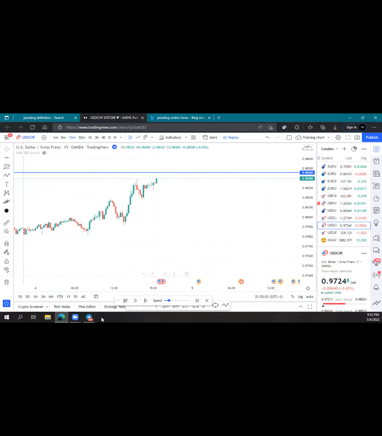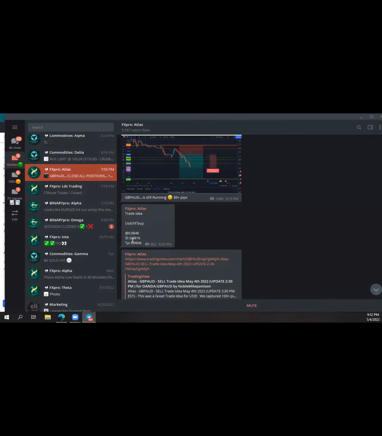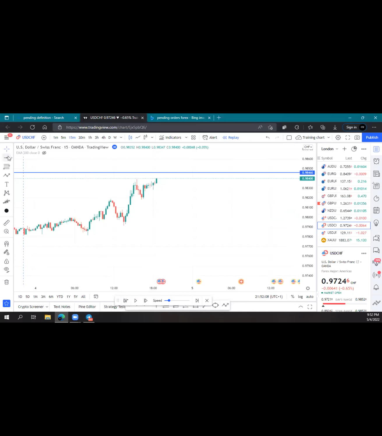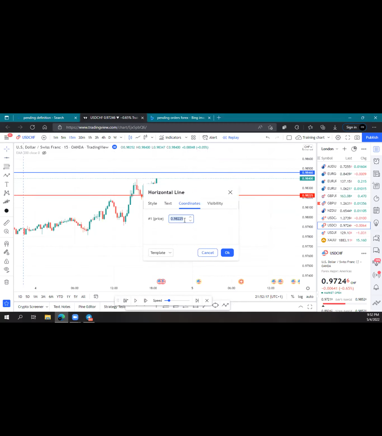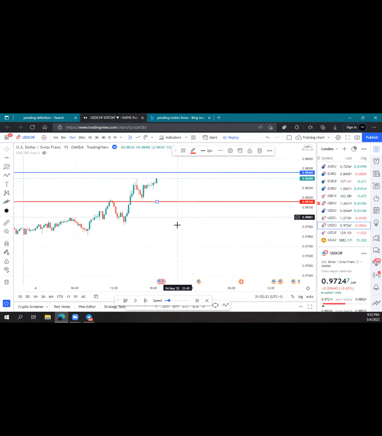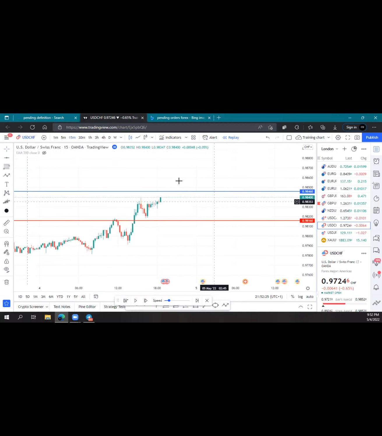right? So now what was the stop loss? Stop loss was what? 0.9816. Stop loss, I'm going to make it red, right? Because red, that's a dangerous color. 0.9816 was the stop loss, right? This was our stop loss.